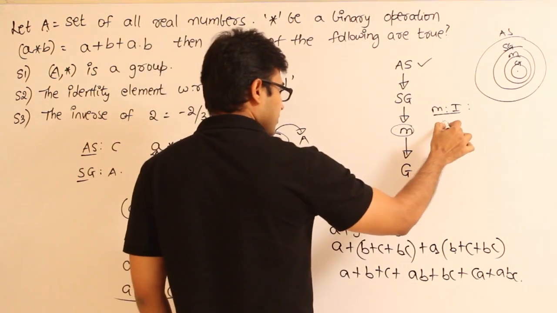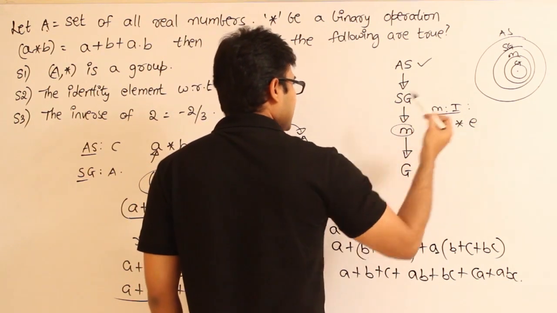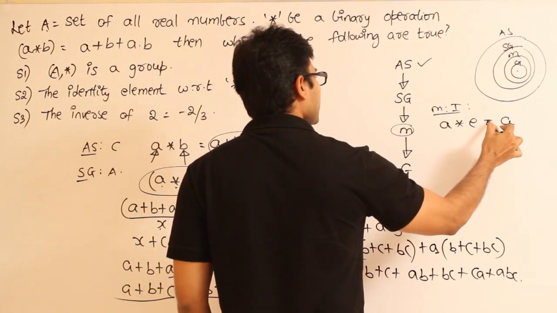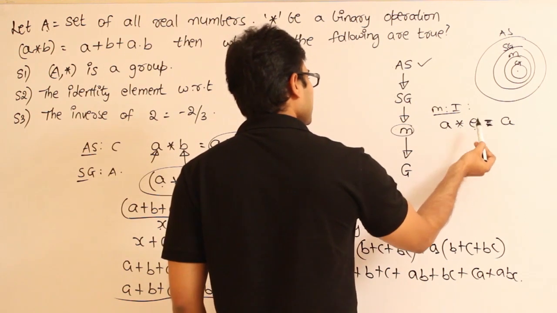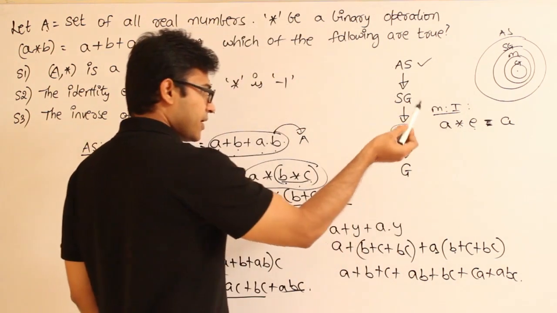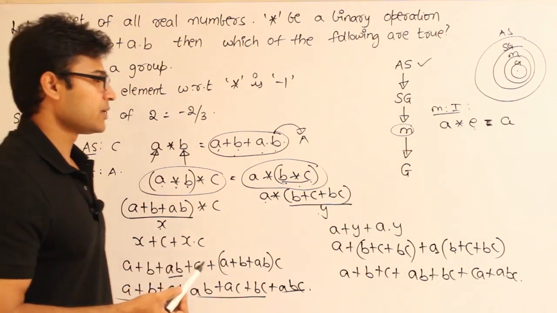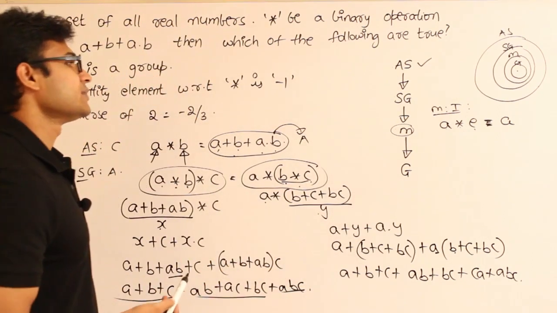If I have an element a, and if I apply star with an element e, then if we get a for all a, which means for any real number, if you take a and apply the operation with that identity element, then we should get back the same element. Then we call such an element the identity element, right? So here we are supposed to find out what the identity element is.